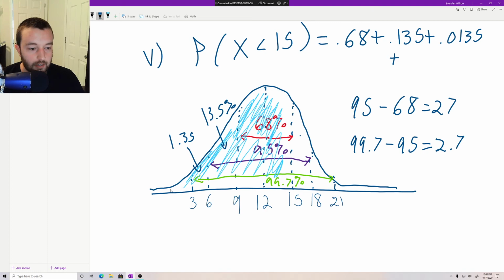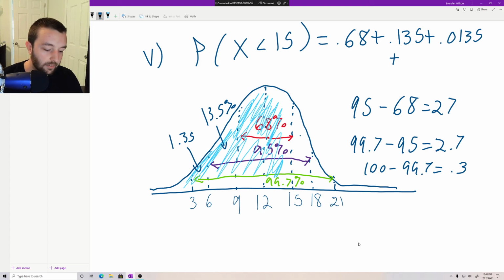And then finally, we just need this last one. Well, from here to here is 0.3. From here to here is 99.7%. Overall, this has to add up to 100%. So what's left over is 100 minus 99.7, which is 0.3. And then each little part of this has half of that. So 0.3 divided by 2 will be 0.15%.